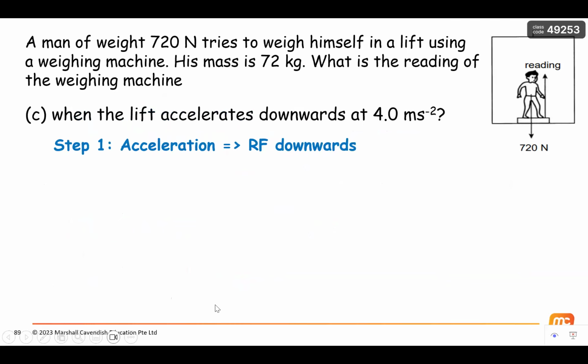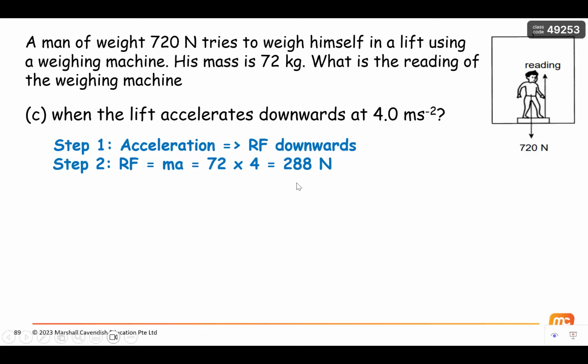Okay, so step number 2, since there's a resultant force, we need to calculate how much the resultant force is. So step number 2, we use F equals ma to calculate the resultant force. I'll use mass times acceleration, 72 times 4, I get 288 Newton. This is the resultant force. This is not the reading.